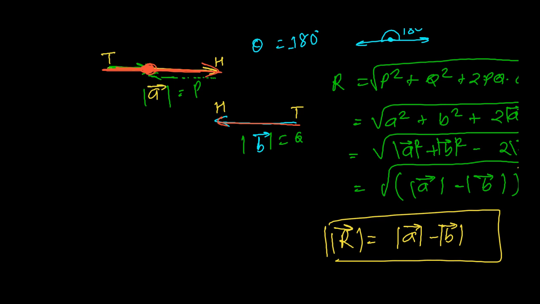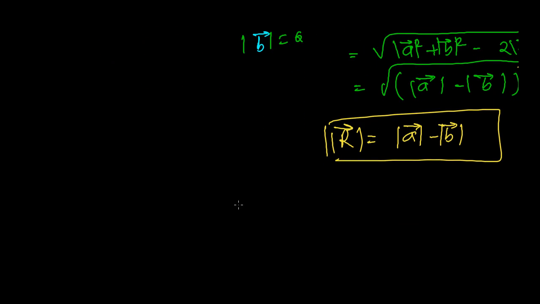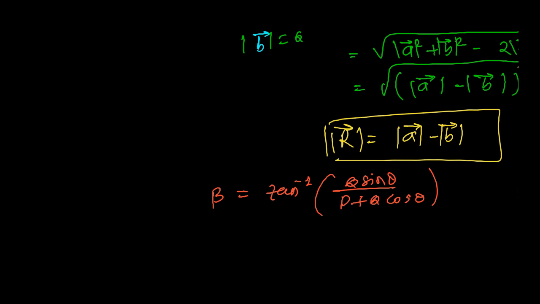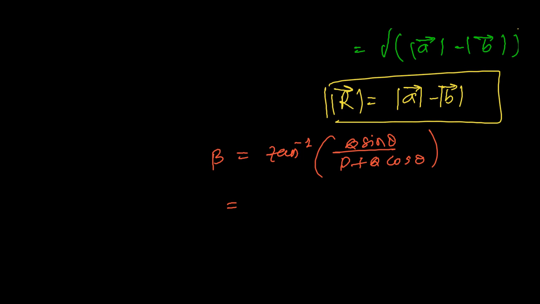Let me find out the direction also. I should show you the direction also. This is the angle that B is going to make with the first vector A. Generally we write tan inverse of q sine theta divided by P plus q cosine theta. This formula I'm taking from the triangle law of vector addition, or the parallelogram law of vector addition. According to this, it's tan inverse of q, here our B, sine of 180 degrees, divided by P, which is A, plus B cosine of 180 degrees.